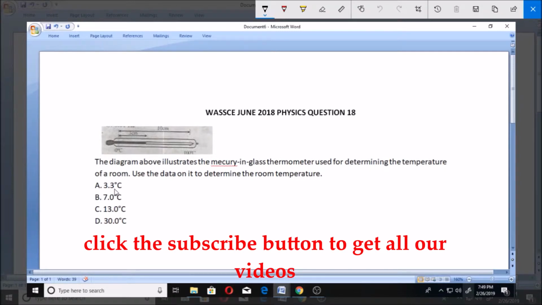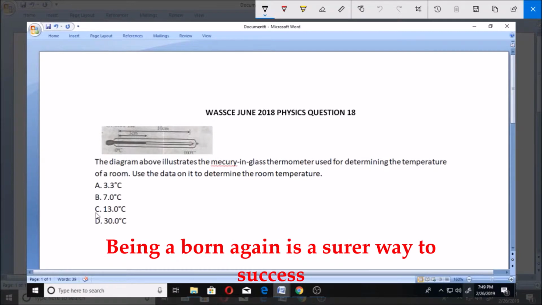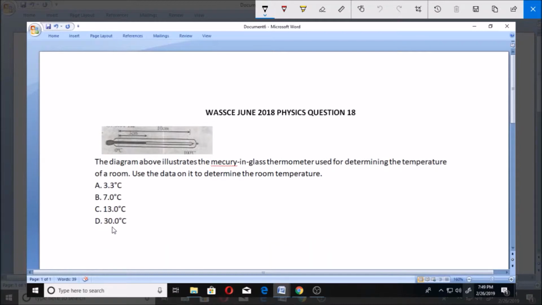A, 3.3 degrees Celsius, B, 7.0 degrees Celsius, C, 13.0 degrees Celsius, D, 30.0 degrees Celsius. Now this is the diagram we are considering.